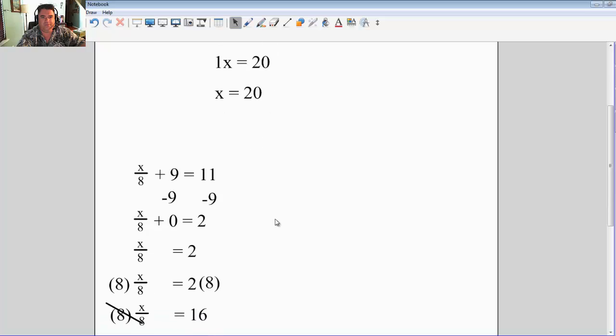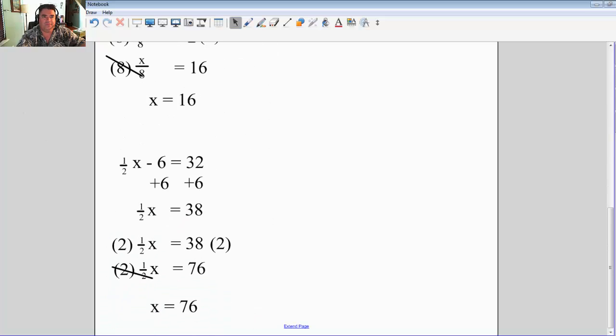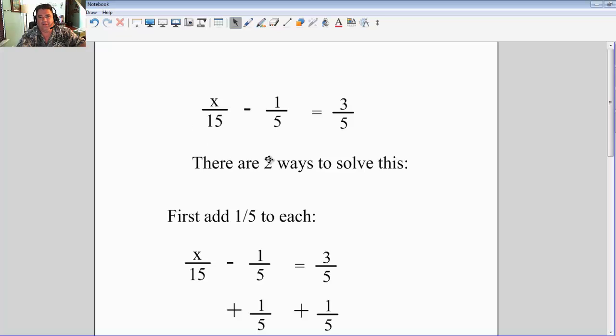There's the first one, there's the second, and there's the third. Now, there's not 2, there's actually 4 ways to solve this problem here. These get a little more difficult.